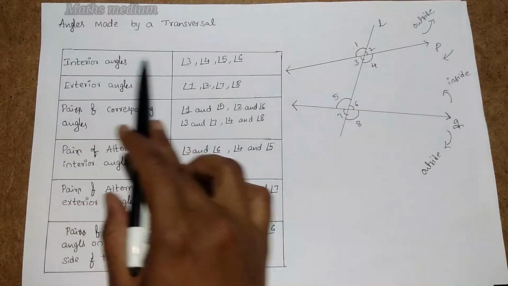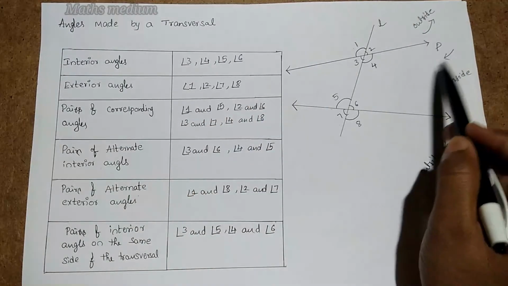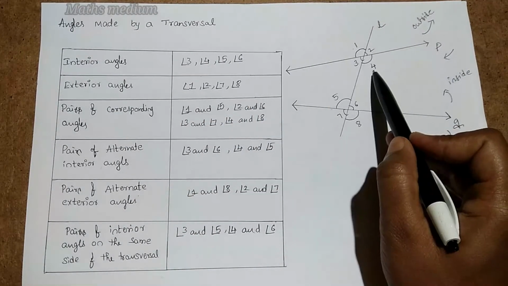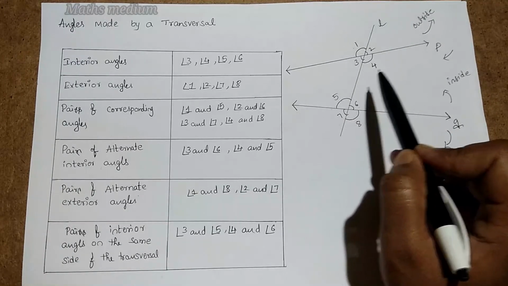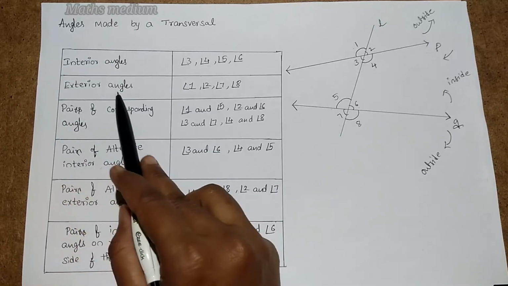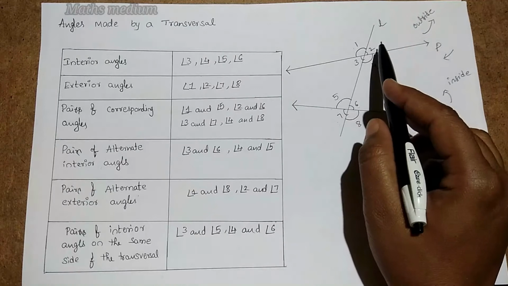Interior angles: angle 3, angle 4, angle 5 and angle 6. See here, angle 3, angle 4, angle 5 and angle 6 are the inside angles of the transversal. Next, exterior angles are those outside the lines. So they are 7, 8 and 1, 2.